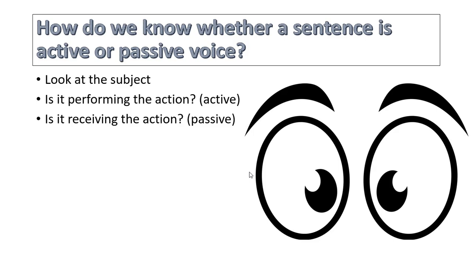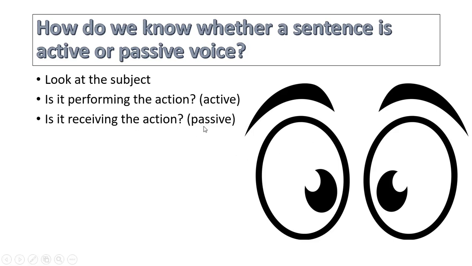شو هو subject? Name, anything, noun. It is the boy. نطلع بالboy. Is it making action أو taking, receiving action? Is it jumping? So he is jumping and he is making the action. So it's active voice.